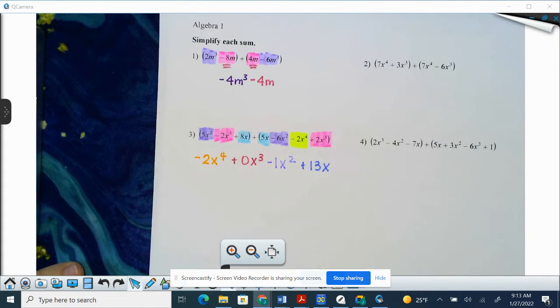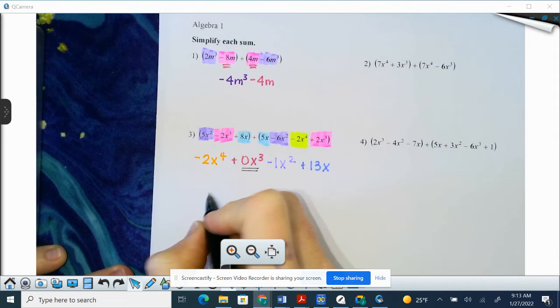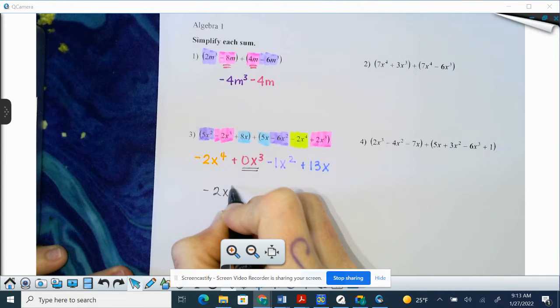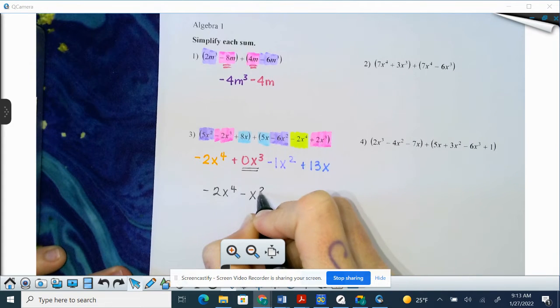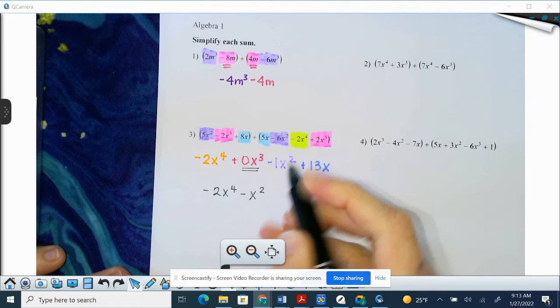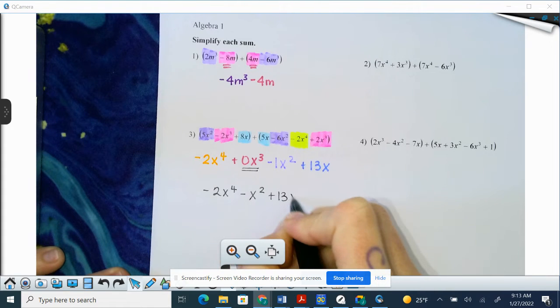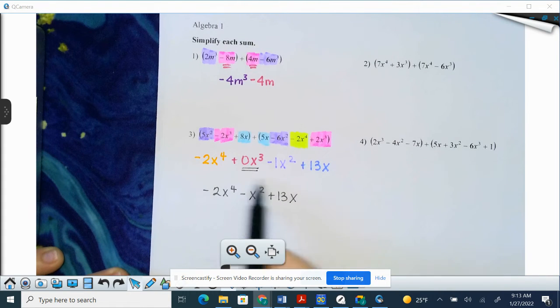And that should be your answer, but you do not want to submit it as such. You want to get rid of this guy, because this guy actually doesn't exist. So the cleaned up form would be 2x to the fourth minus x squared, because remember, a 1 is always assumed, and then plus 13x.